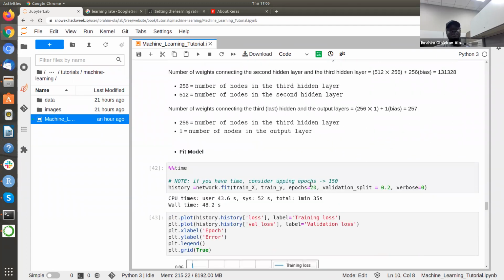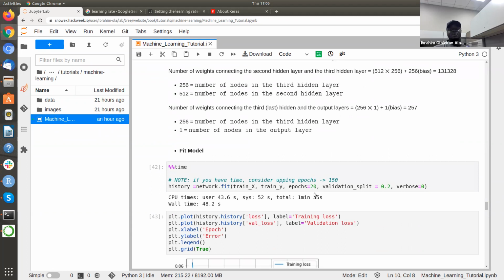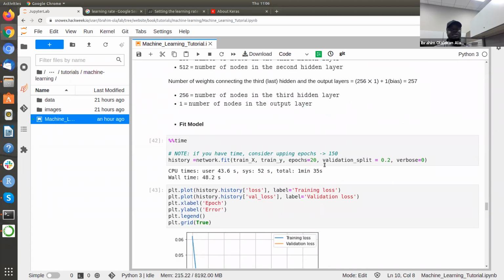So the next thing is we fit our model. Here I've used 20 epochs, and it is not constant, it is problem dependent. If your model has converged after 20 epochs, then it is fine. If it does not converge, then you increase the number of epochs. If you want to see the per epoch training, then you can change this variable to 1.